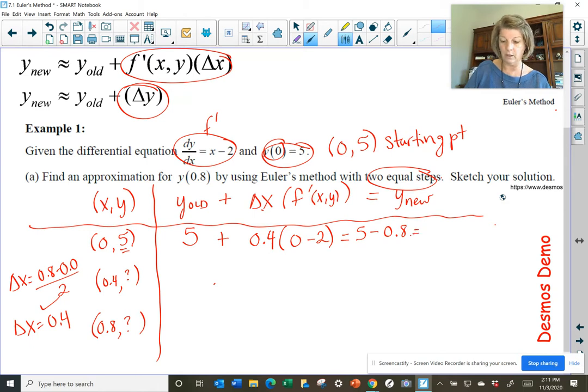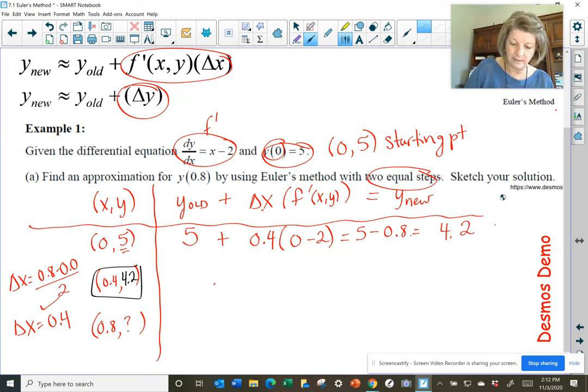Because 0.4 times 2 would give me 0.8. It's negative, so I get 5 minus that. That's going to get me a new y value of 4.2. Sweet. I'm going to come down now. So there's kind of my first calculation. I'm coming down. My updated y value gets me to the point of (0.4, 4.2).